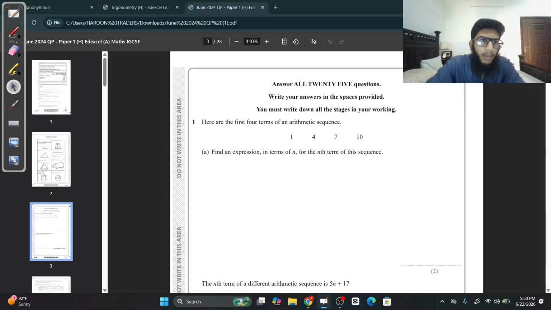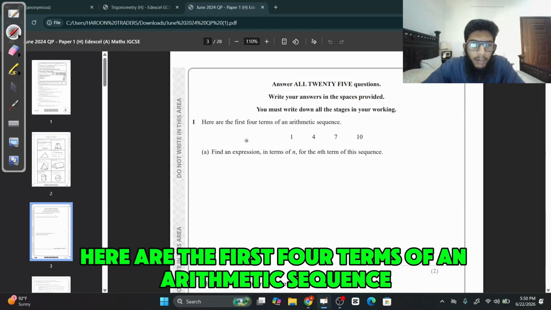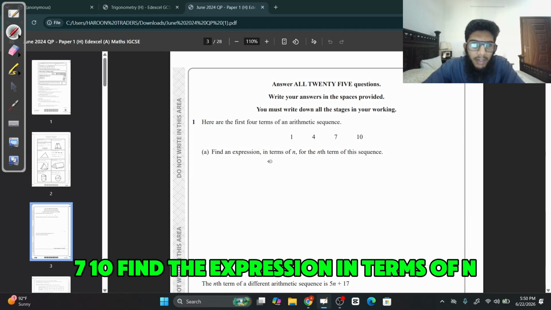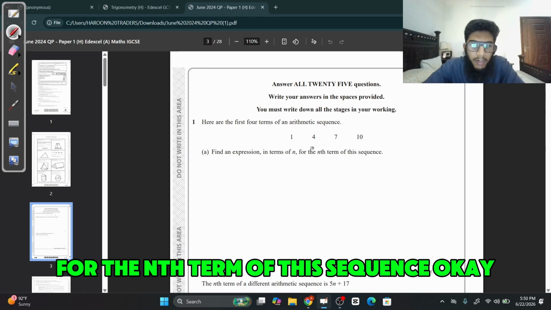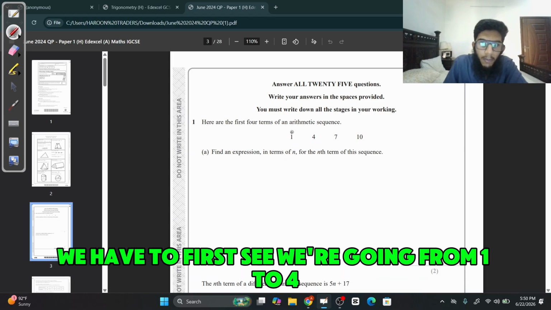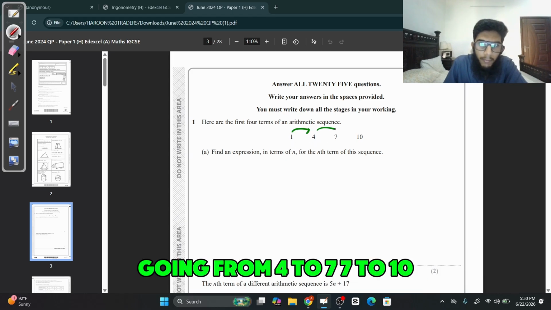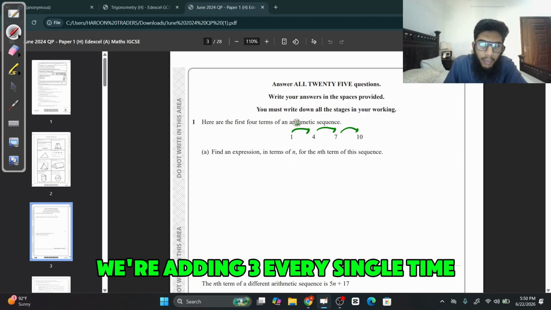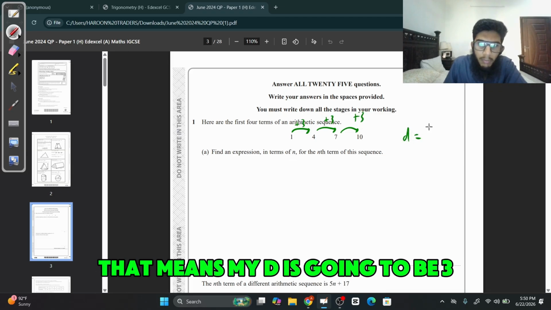Here are the first four terms of an arithmetic sequence: 1, 4, 7, 10. Find an expression in terms of n for the nth term of this sequence. First, you have to see we're going from 1 to 4, 4 to 7, 7 to 10. We're adding 3 every single time. That means my d is going to be 3.